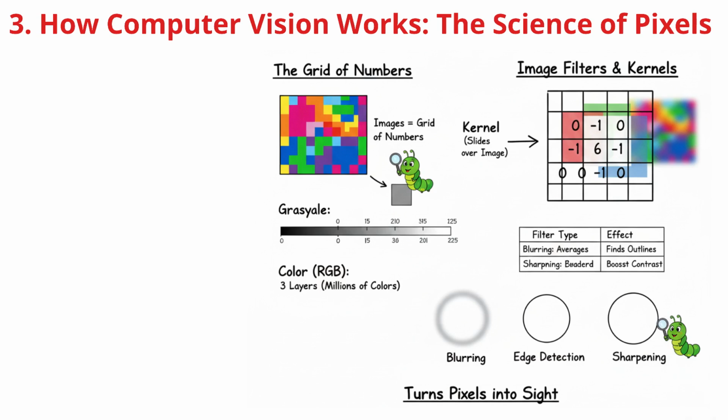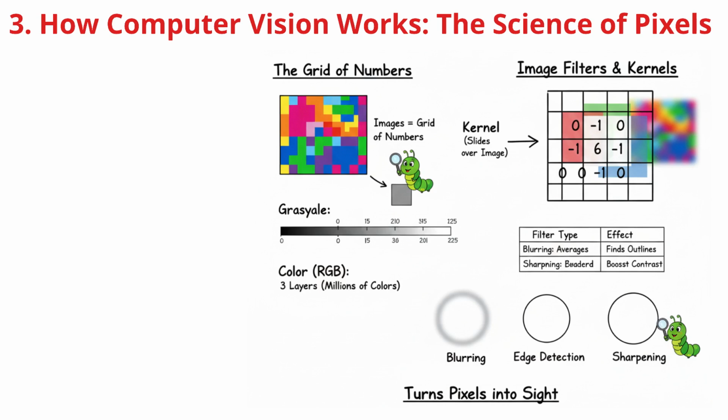In grayscale, each pixel is a single value from 0, which is pure black, to 255, which is pure white. For color images, it adds layers. Using the RGB model, every pixel combines red, green, and blue intensities to represent millions of different colors.